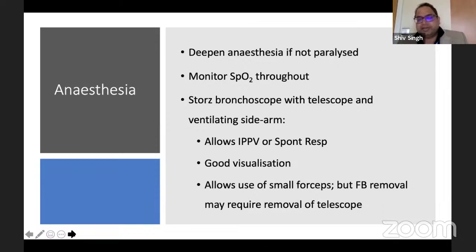You're monitoring everything. So SpO2 is obviously important. And most of the bronchoscopes nowadays come with a ventilating side arm. This allows for IPPV or spontaneous ventilation. At the same time, this gives good visualization as well. And it allows for forceps to be placed to get the foreign body out. Sometimes the foreign body is large, then it is grasped and the whole thing comes out along with your bronchoscope.